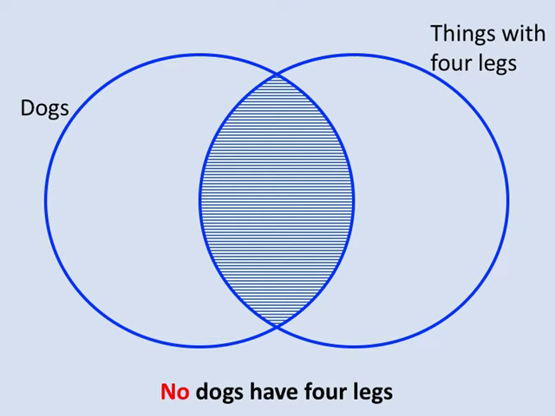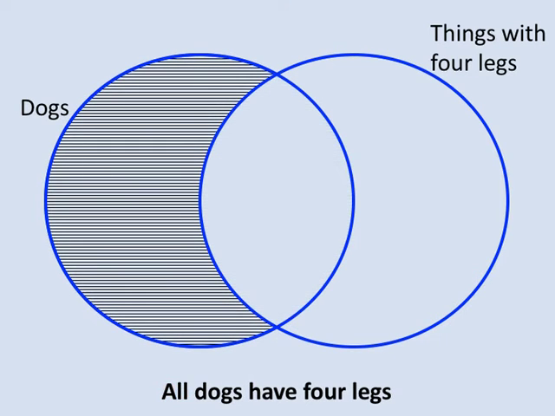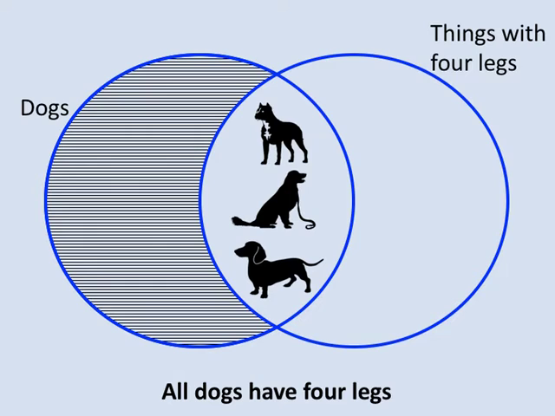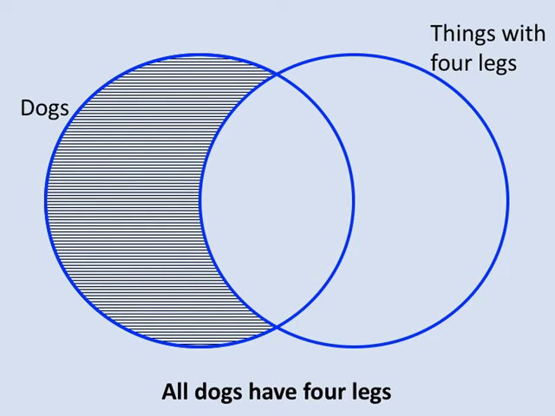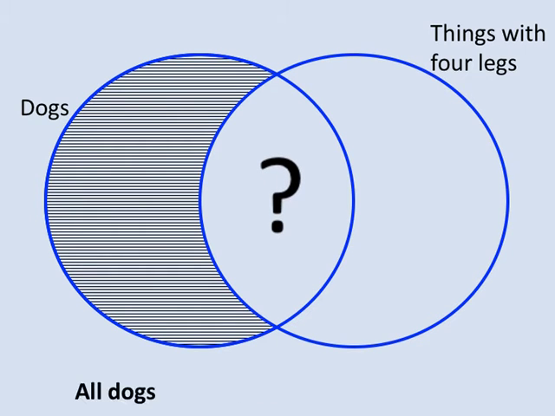Now, let's return to the statement, all dogs have 4 legs. We may be tempted to think that this means there must be some dogs here in the middle section. After all, in everyday language, when you say, all dogs, you will be speaking about all those dogs that do exist. That isn't the way Venn diagrams work. All dogs have 4 legs doesn't tell you if there are any dogs. All dogs have 4 legs is taken to mean all dogs, if there are any, have 4 legs.